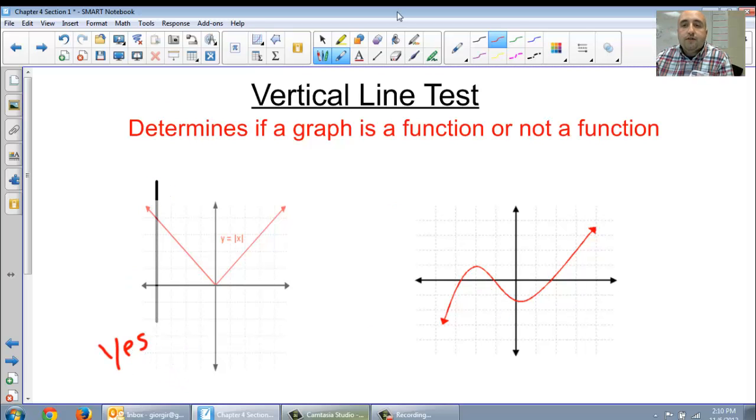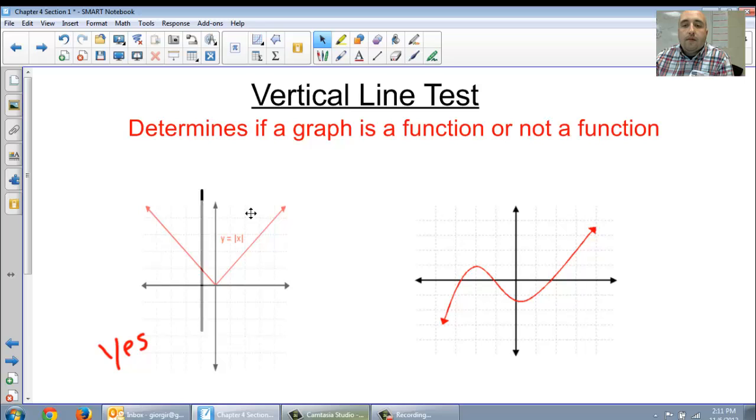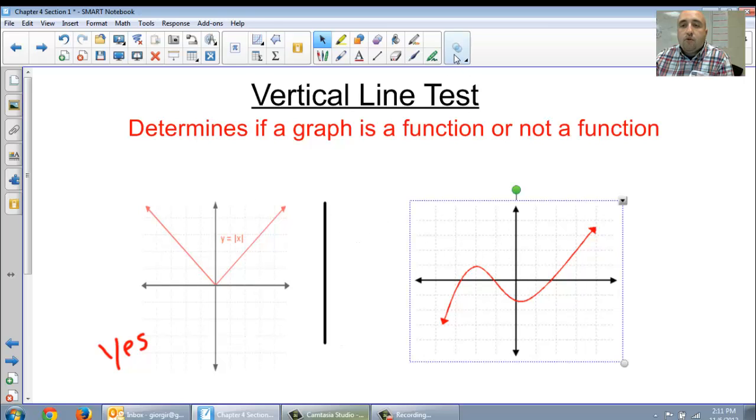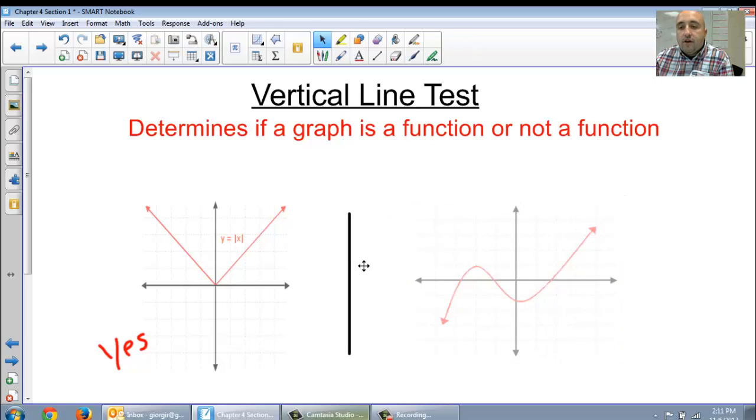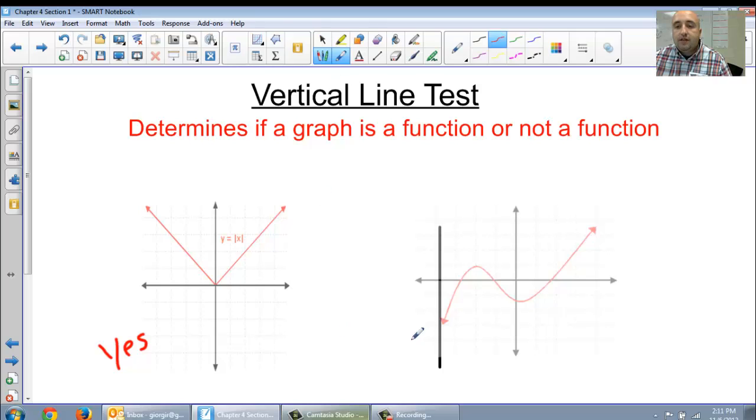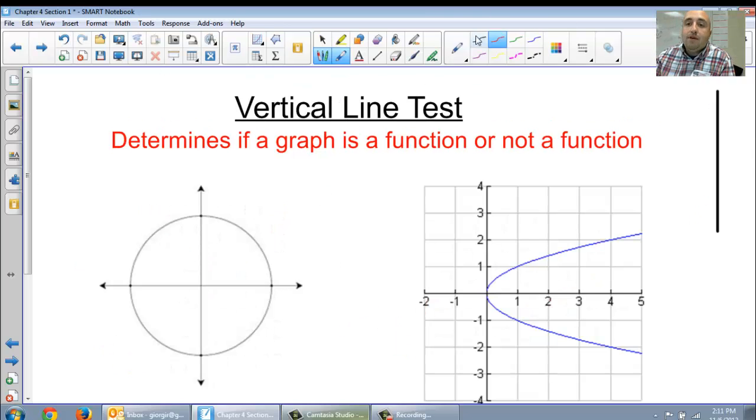Let's look at this one over here. I'm going to have to make this one a little bit more transparent. All right, so let's try this red graph. Does it ever touch this red wave any more than once at a time? Does it ever cross my vertical line more than once? No, it doesn't. So it is a function. Yes, it is a function. So these two are yeses. Now let's go to the next page and show you a couple that may not be.